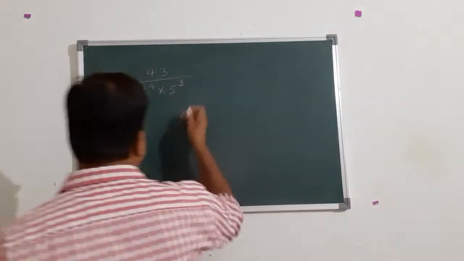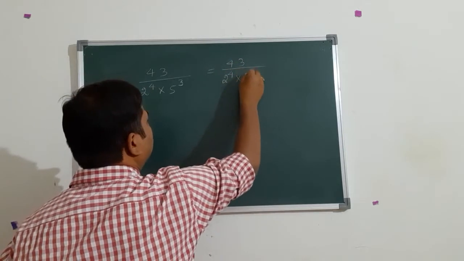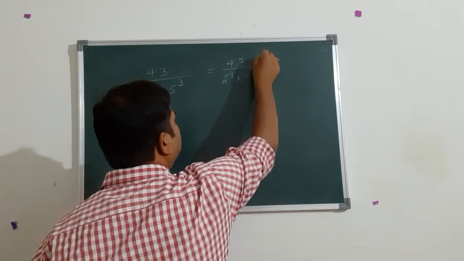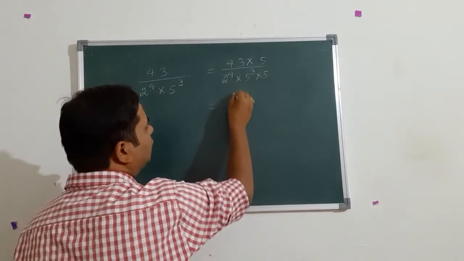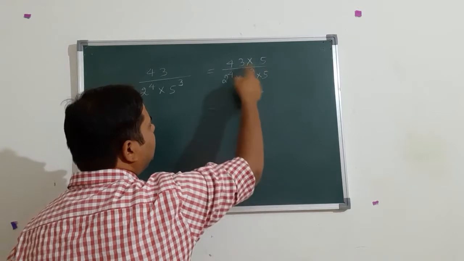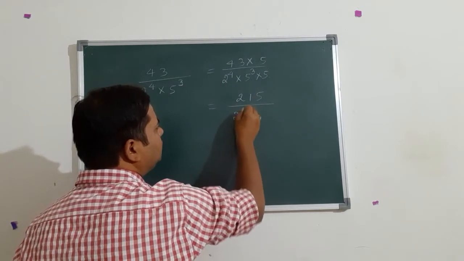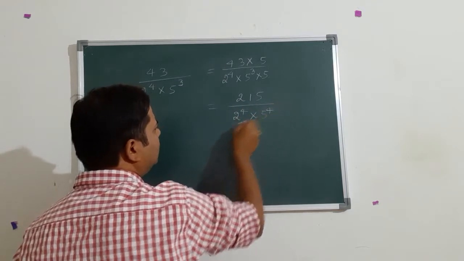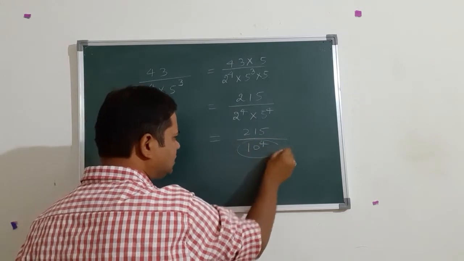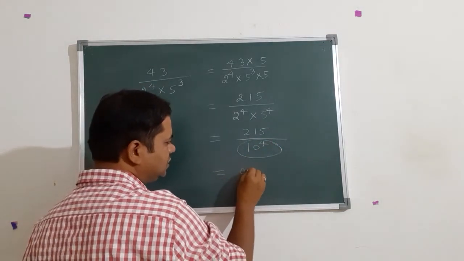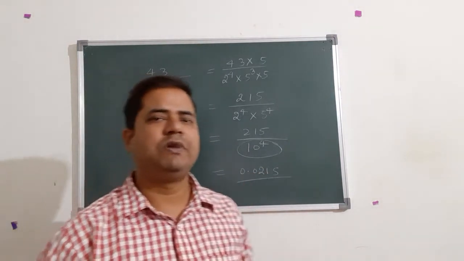So how? You see here 43 upon 2 power 4 into 5 power 3. So we multiply numerator and denominator both by 5. So this is nothing but 43 into 5, which is 215, divided by 2 power 4 into 5 power 4. So this is 215 upon 10 to power 4. This 10 to power 4 means this decimal expansion terminates after 4 places.